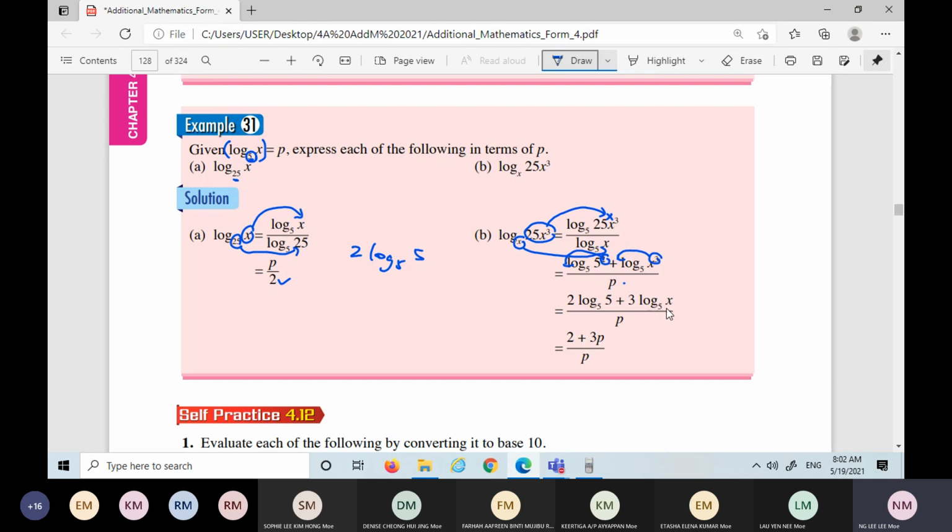Next, log base 5 of x is given here as p, so this is 3p. Log base 5 of 5 is 1, so 2 times 1 is 2. This is the final answer.